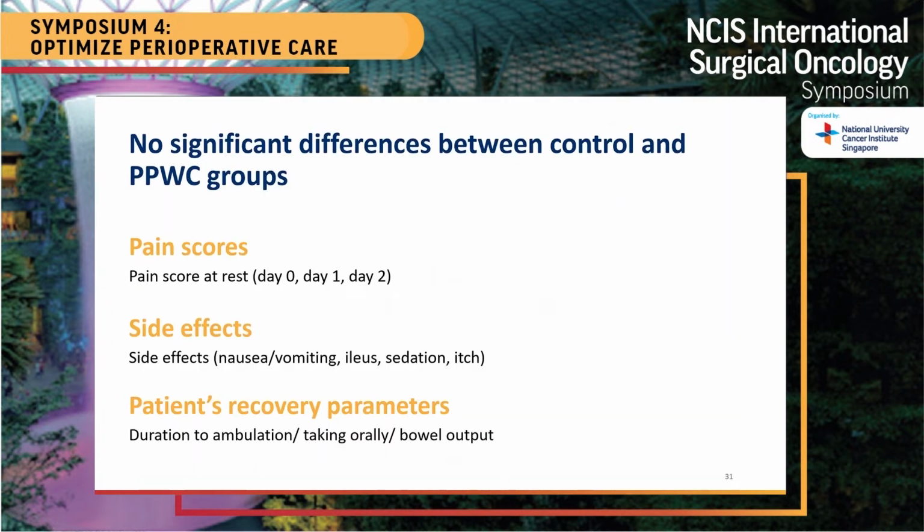Interestingly, there were no significant differences between the control and pre-peritoneal wound catheter groups for the following categories: pain scores at rest on the op day itself, which is day 0, day 1, and day 2. There was actually a lot of missing data for pain scores on movement, hence that was not included in analysis. Side effects such as nausea, vomiting, sedation, itch were not significantly different. Patients' recovery parameters such as duration taken to ambulate, taking orally, and bowel output were not different as well.